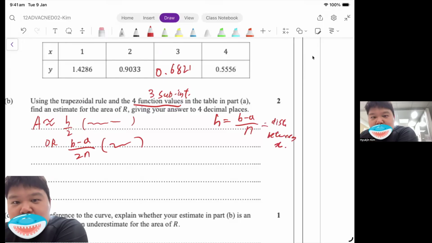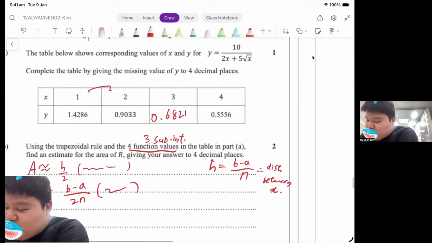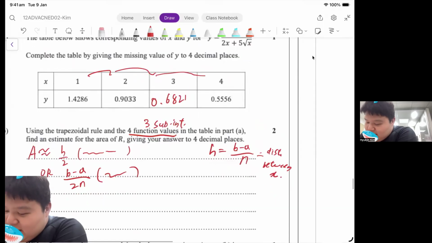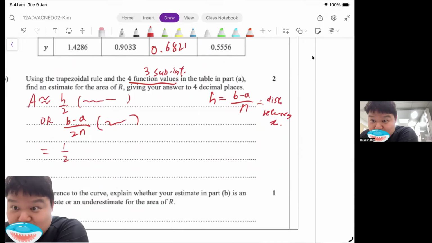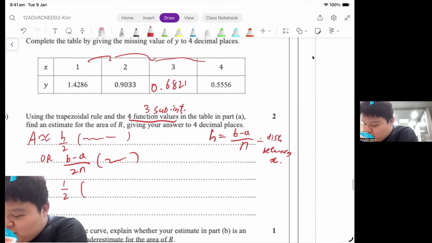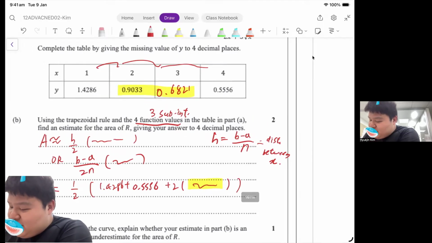But we don't have to use the b minus a on 2n, because what do we know about the distance between the two x's? 1. So we can literally just go 1 over 2, because h is 1, and we go 1.4286 plus 0.5556 plus 2 times these middle guys. And that should be okay.